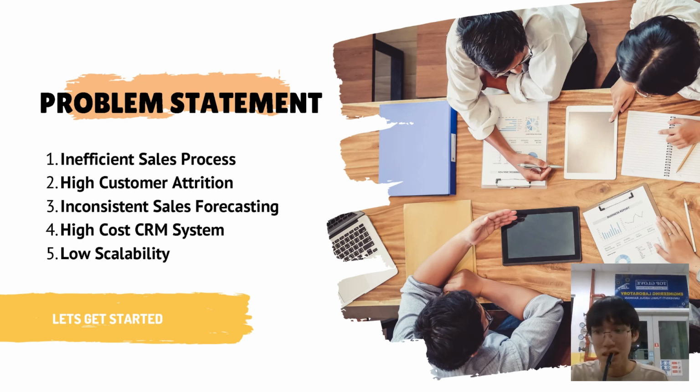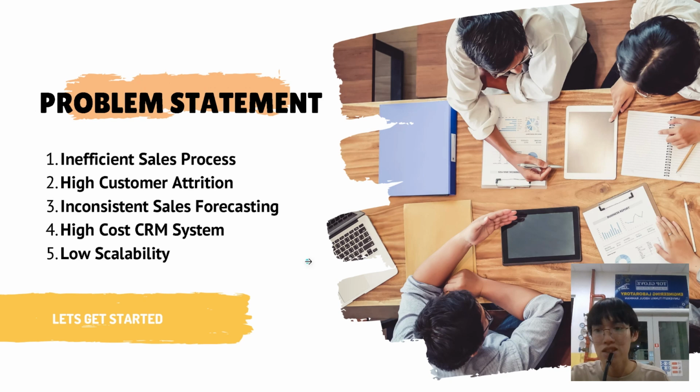Secondly, we have high customer attrition. Retaining customers is crucial for business, especially for SMEs. Without a proper sales pipeline, they may fail to follow up effectively, causing high customer attrition rates and loss of potential repeat business. The third one is inconsistent sales forecasting. Accurate sales forecasting is essential for planning and resource allocation for SMEs. Without a structured sales pipeline, they may struggle with inconsistent and unreliable sales predictions, affecting business planning and growth.